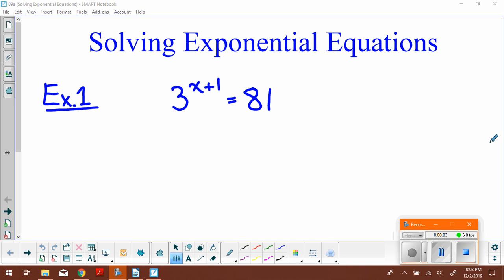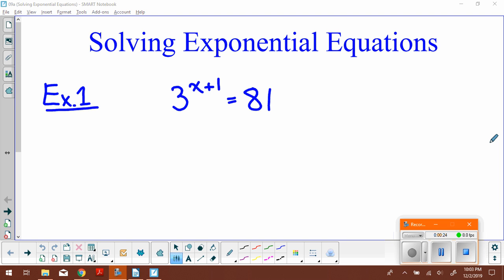Good afternoon, everyone. Today and tomorrow, as our wrap up to the exponential and logarithmic unit, we're going to look at solving exponential equations. For part one of this today, I'm going to mainly review ones that I believe you would have seen in the grade 11 course. So this should be a bit of a refresher of how to solve equations like this.